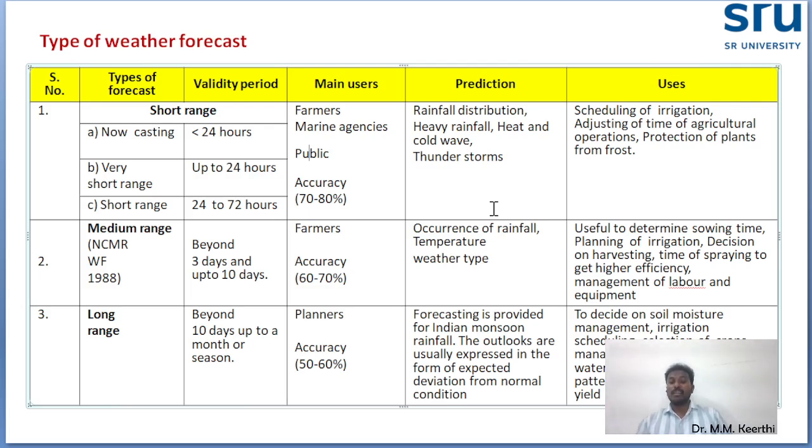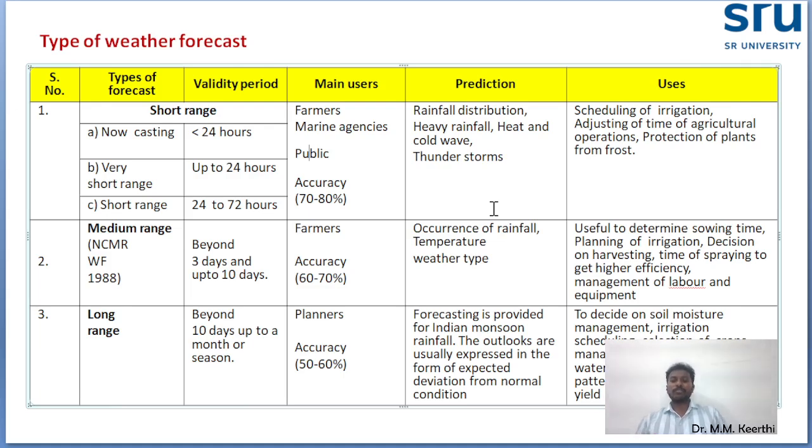The third one is long range weather forecasting. Long range means more than 10 days, up to a month or a season. This is highly helpful particularly for planners. The accuracy level will definitely be less because the duration of validity is a month or a season, even 6 months. When they forecast what will happen in the next 6 months, there will definitely be some changes. That's why the accuracy level is only 50 to 60%.